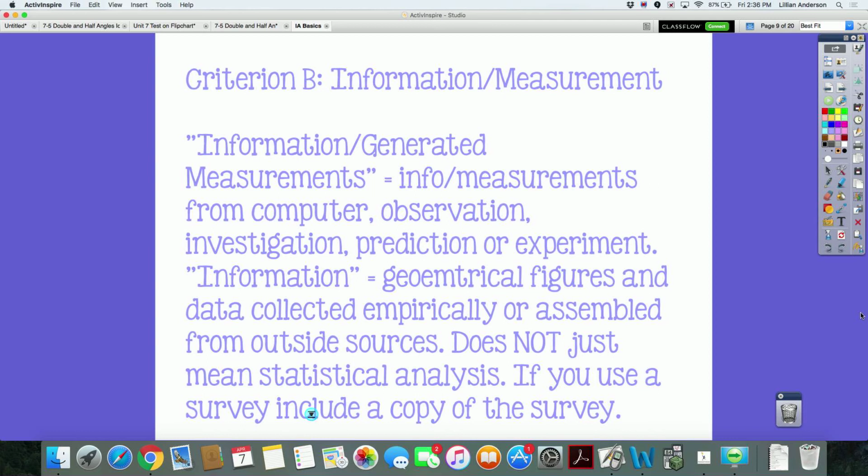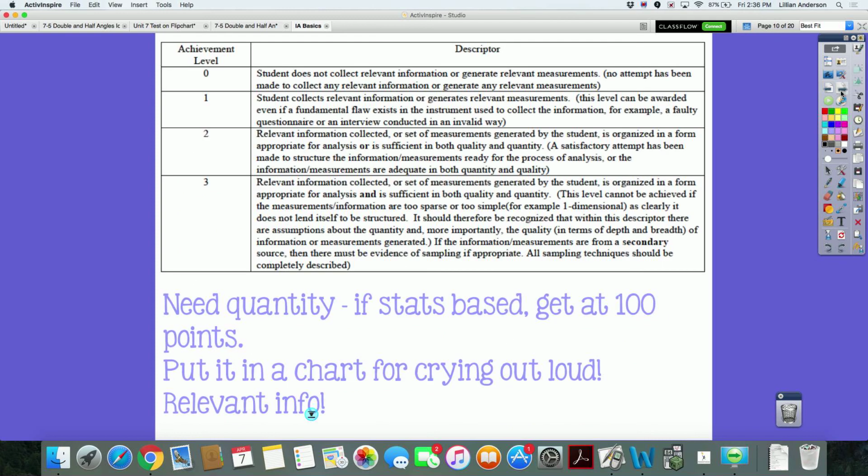Okay? If you do use a survey, you always want to make sure you include a copy of the survey so then the grader knows exactly what you asked these people. Okay? It's the breakdown. This one's also out of 3 points. The short and sweet of it is you need quantity. Okay? If you're going to do a statistics-based IA, you don't want to do it with just 10 people. That's not a good sample. Okay? 100, that's good. And then put things into a chart for crying out loud, okay? And make sure it's relevant. If you're talking about flight patterns of planes and things like that, there should be nothing about the distance a car travels. It has to be relevant, okay?